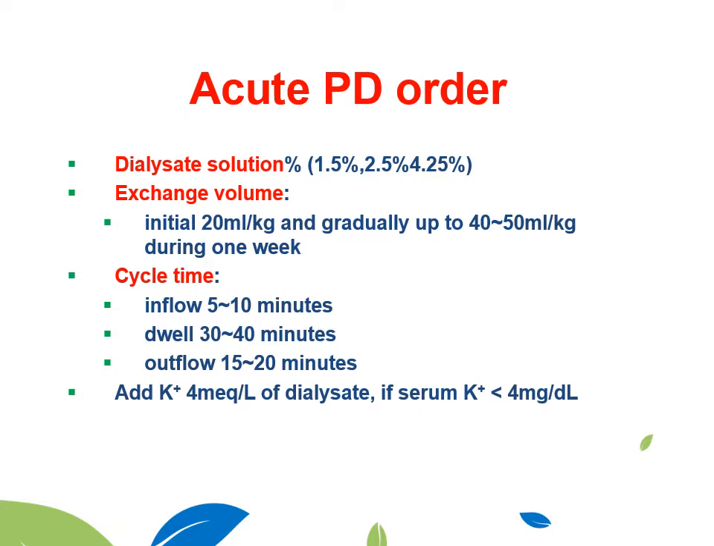For the exchange volume, usually you start with 20 ml per kg, and gradually you can build up the volume to 40 to 50 ml per kg during 1 week, keeping in mind that the catheter should be changed every 72 hours.